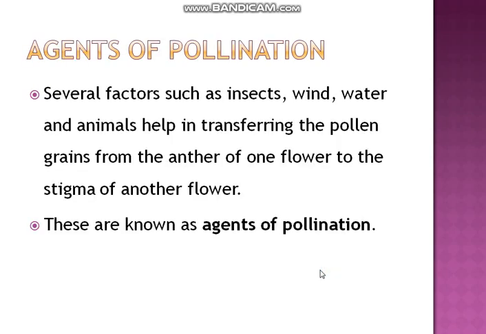Then what are the agents of pollination? Several factors such as insects, wind, water and animals help in transferring the pollen grains from the anther of one flower to the stigma of another flower. The things that help in pollination are called agents of pollination. Here we can see different agents: insect, wind, water, animals.